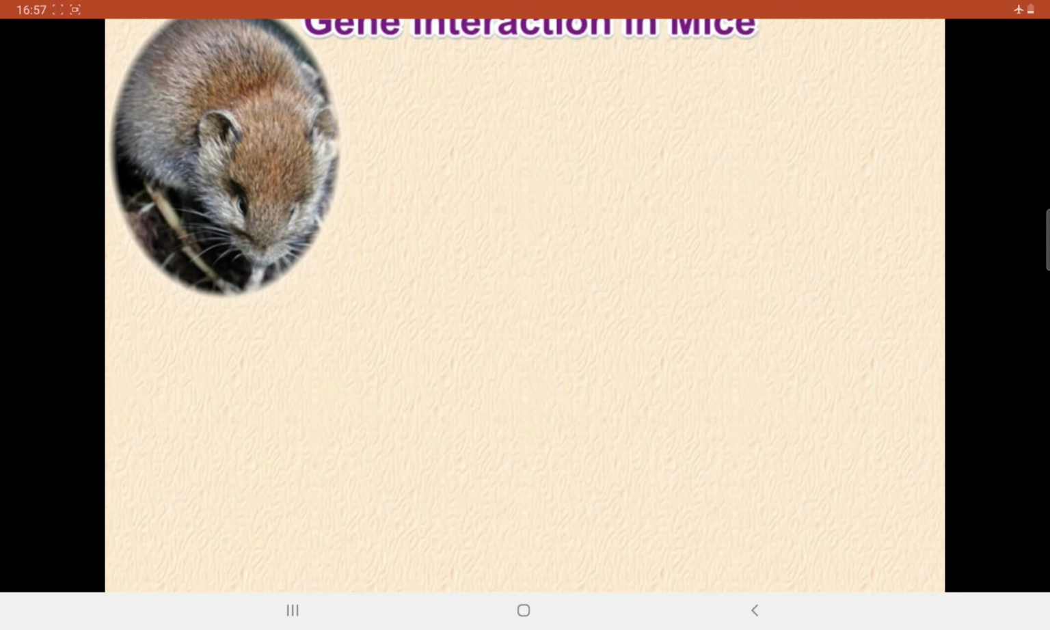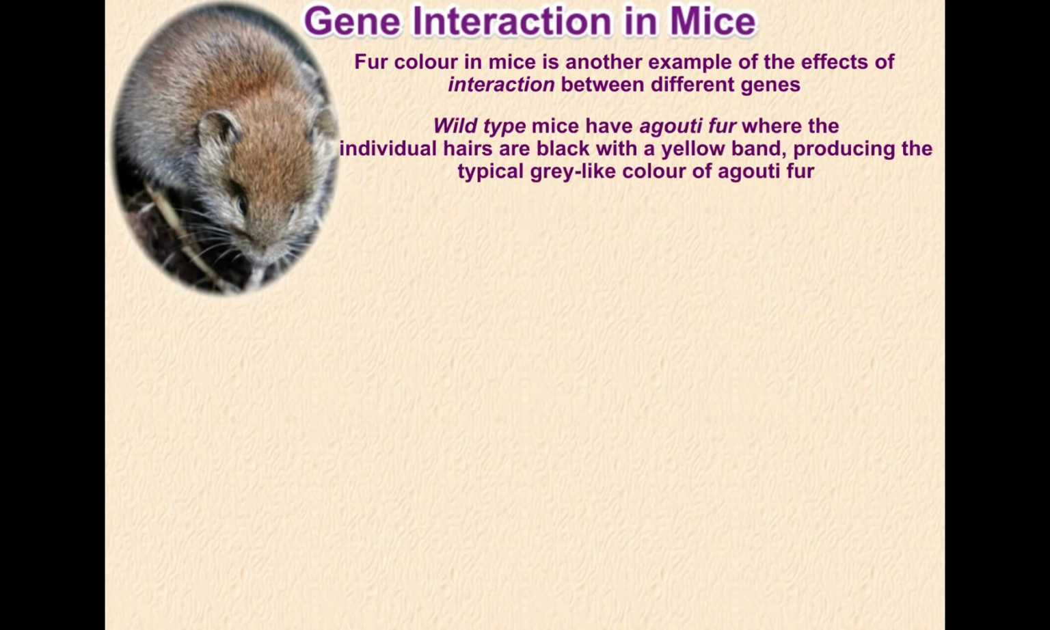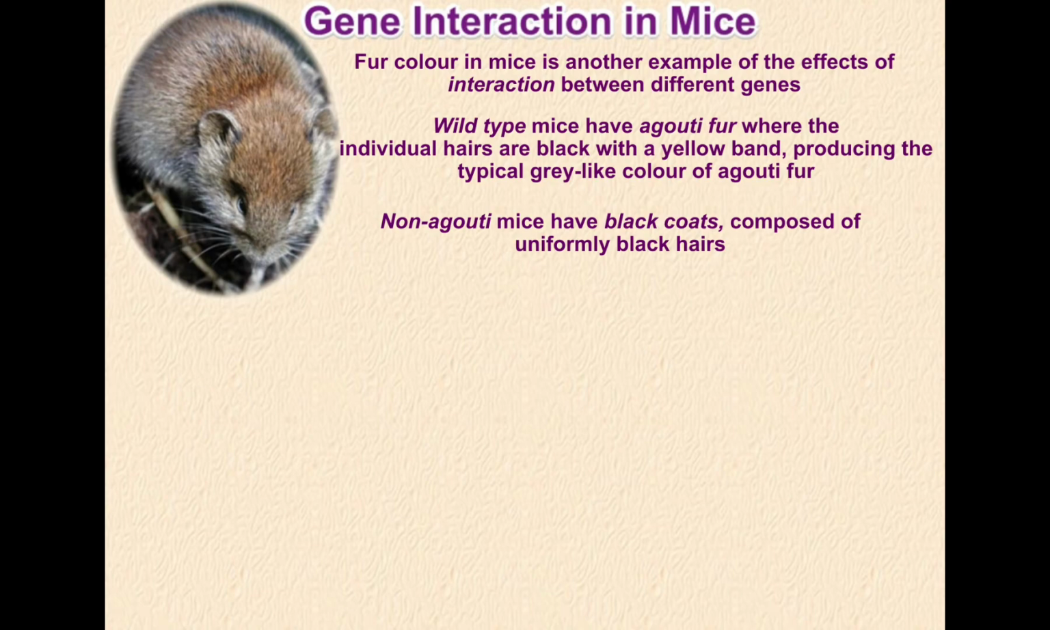So hair color in mice is controlled by two pairs of alleles. There is one pair which is going to determine its color, and a second pair of alleles which is going to determine whether or not it has any color. So the fur color in mice can be the grey color, which we've seen in previous videos, or they can have black hair with a yellow band. Non-grey mice will have black coats.